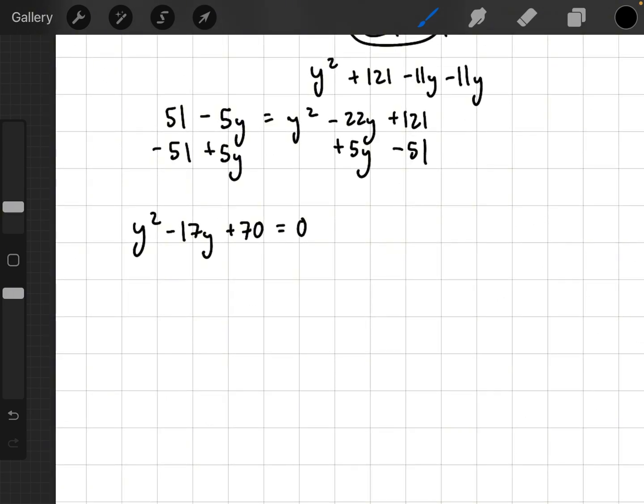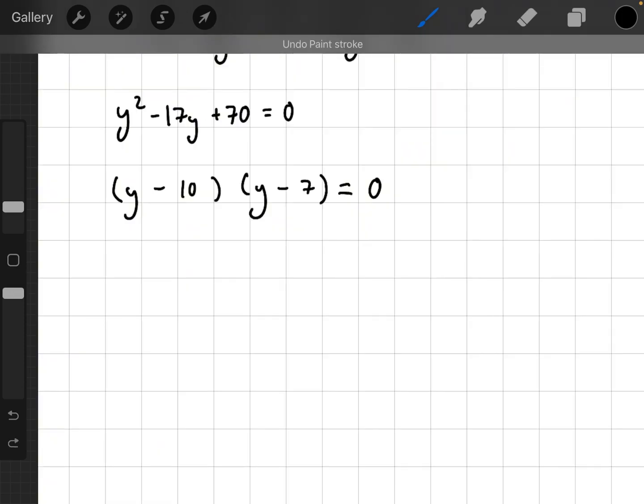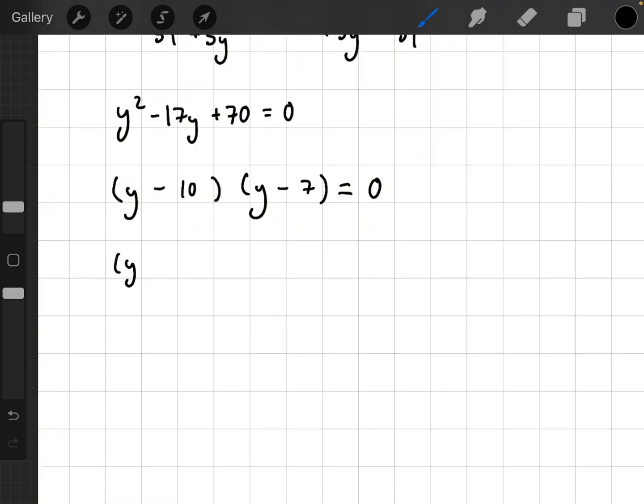Once we've reached this point, we can factor this out. Two terms that are going to add up to negative 17 and multiply to positive 70 are negative 10 and negative 7. To find the zeros here, we can set each individual factor equal to 0. So what minus 10 equals 0? Positive 10. What minus 7 equals 0? Positive 7. So your possible solutions are positive 10 and positive 7.